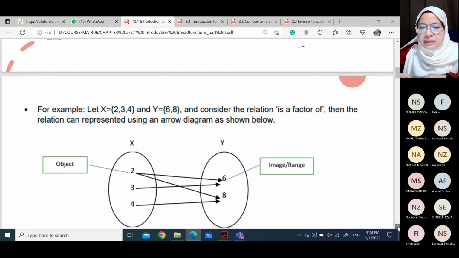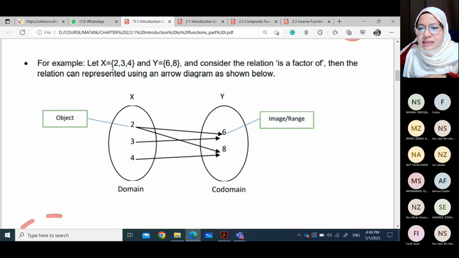Right, so next, for example, let set X be 2, 3, 4. So 2, 3, 4 is an element in X ataupun kandungan yang berada dalam set X. Dan juga in Y, we have 6 and 8. Consider the relation is a factor of, then the relation can be represented using an arrow diagram as shown below. So based on this arrow diagram, it is shown that X and Y are related, dia ada relationship antara dua set ini, iaitu X dan juga Y. So relation dekat sini is a factor of.